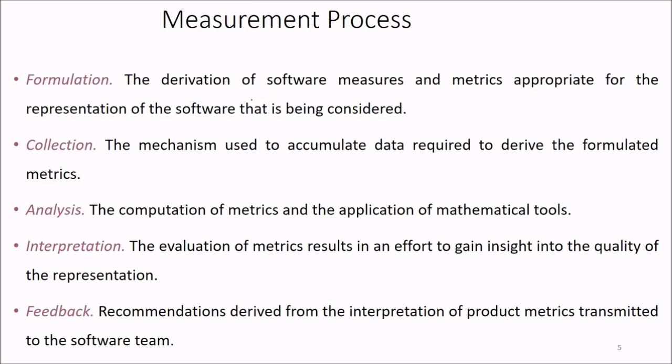Measurement process. First we formulate, then collect, analyze, interpret, and feedback. Formulation means the derivation of software measures and metrics which are appropriate for the representation of the software that is being considered. The mechanism used to accumulate data required to derive the formulated metrics is collection. The computation of metrics and the application of mathematical tools is the analysis. The evaluation of these metrics results in an effort to gain insight into the quality of the representation is interpretation. And the recommendations derived from the interpretation of product metrics transmitted to the software team is the feedback.